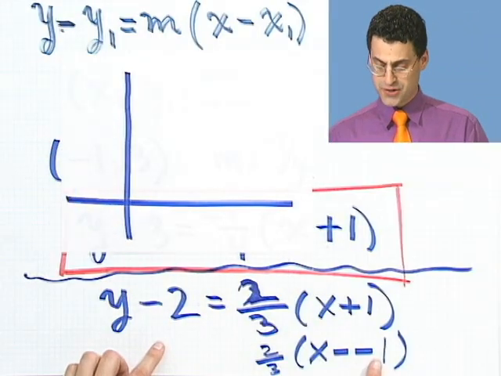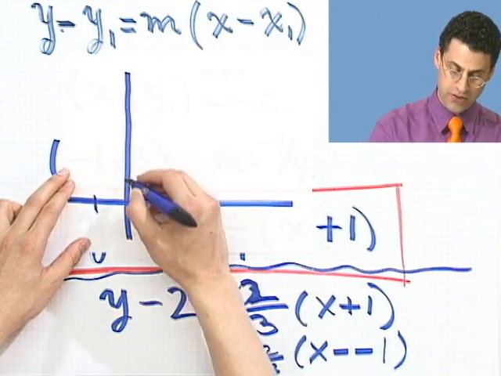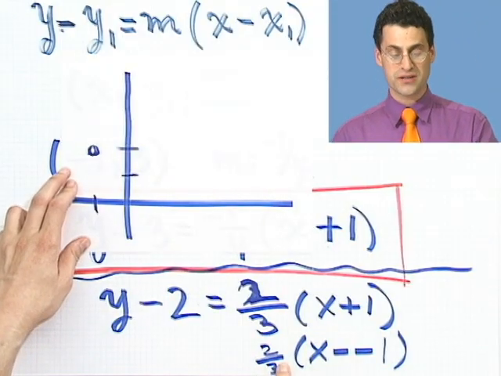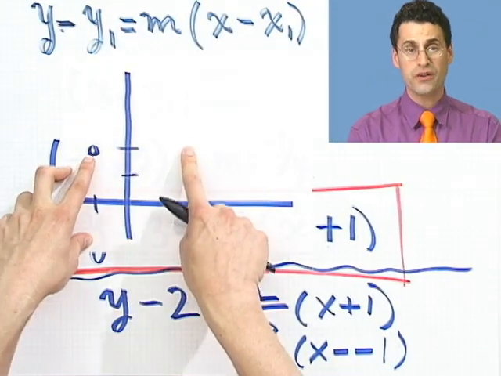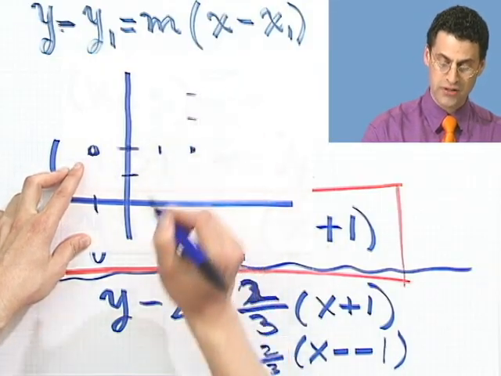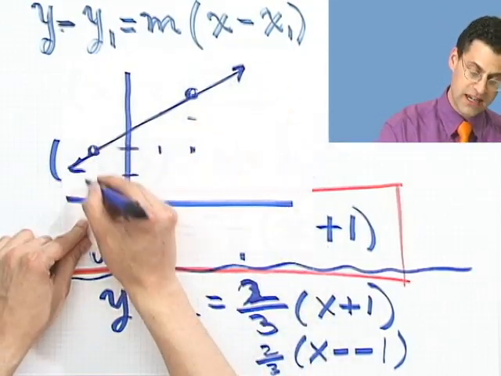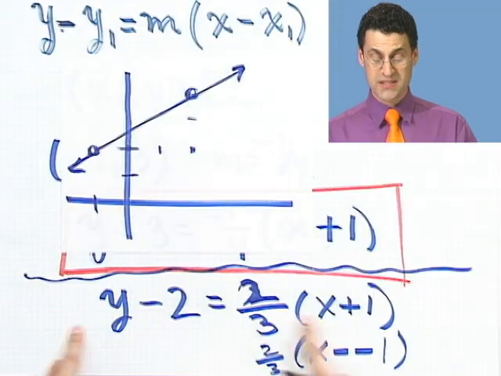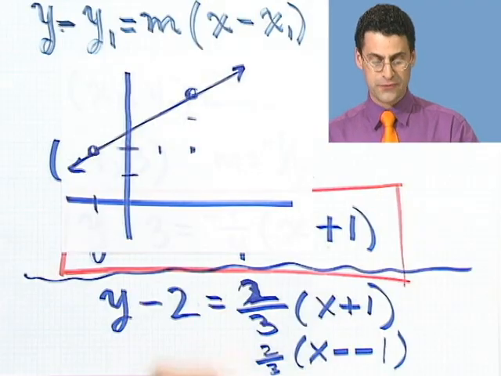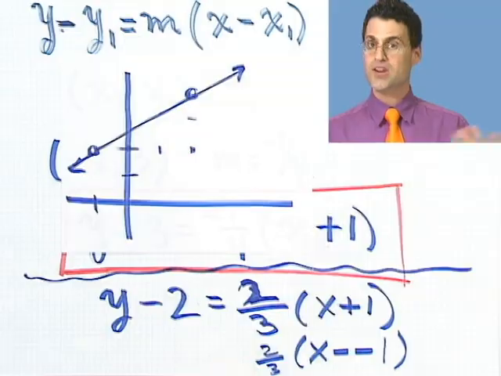So I know that this thing passes through minus 1, 2. So I go minus 1 in the x direction and 2 up. So I know it passes through that point, and its slope is 2/3. That means I go 3 units over and 2 units up. So 1, 2, 3 units over, 1, 2 units up. There's another point on the line. There's an extremely accurate graph of the line just given this equation in point-slope form. So it's really a fantastic form to write a line in if you're just given any old point and you're just given a slope. No problem.